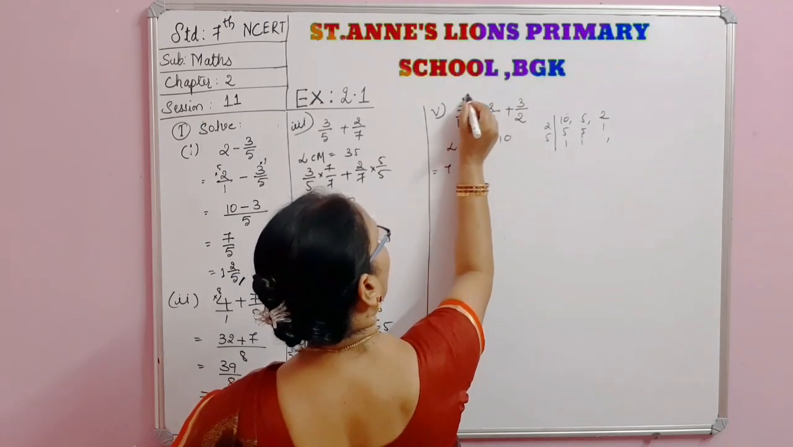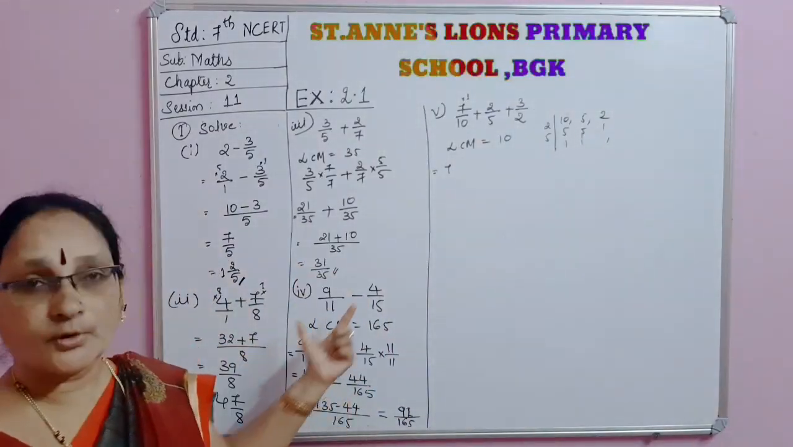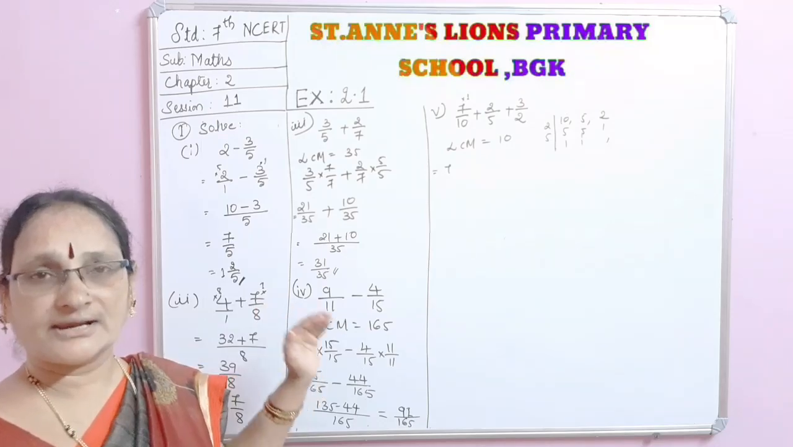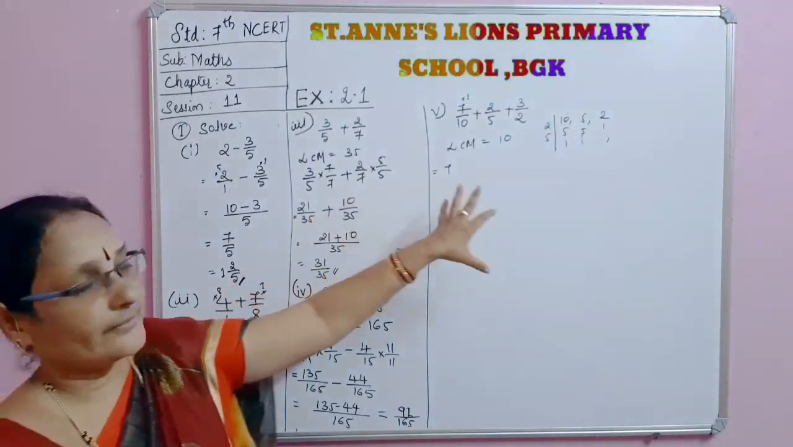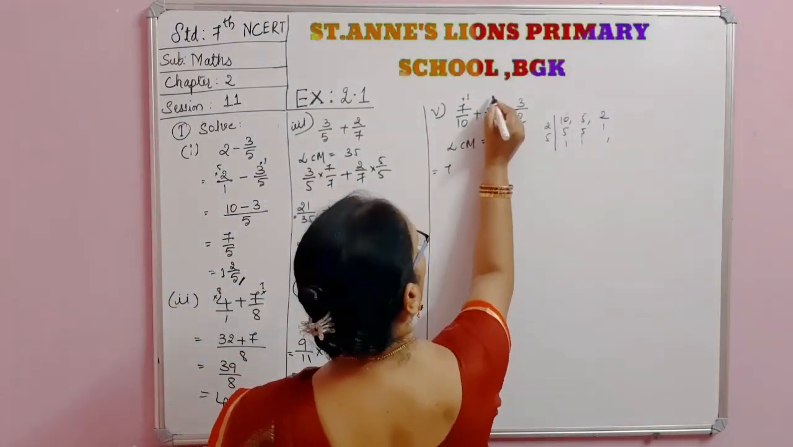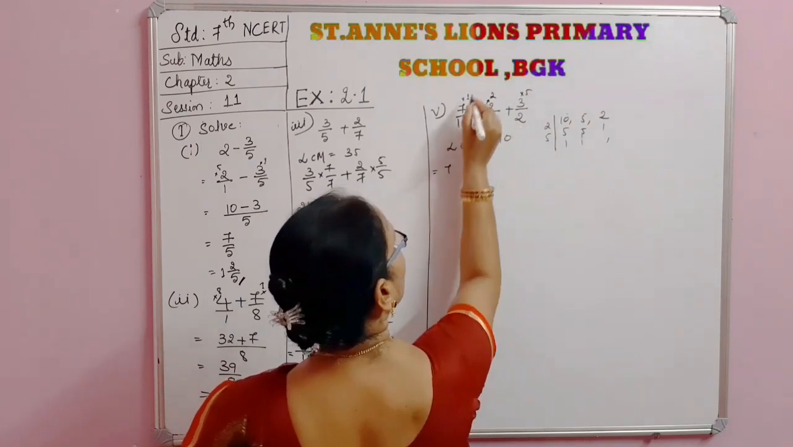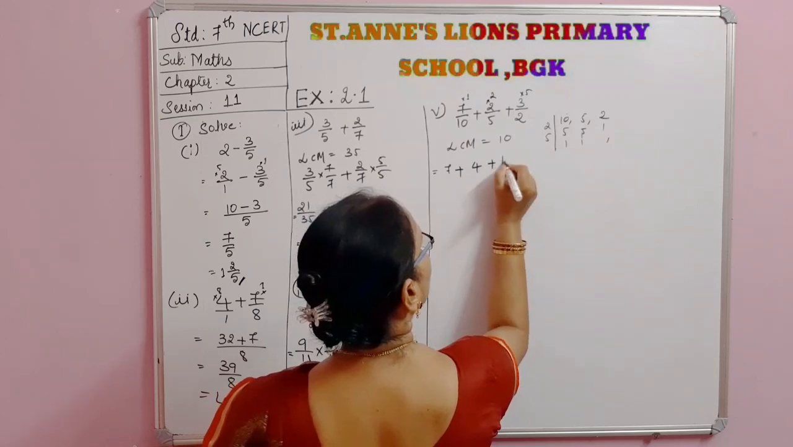This is also one of the methods. So both I am doing, any method you can follow to find out the LCM and equalize the denominator. Either this method or the method I am doing now. Any one method you can follow. 10 ones are 10, 5 2s are 10, 2 5s are 10. Now 7 ones are 7 plus 2 2s are 4 plus 3 5s are 15.